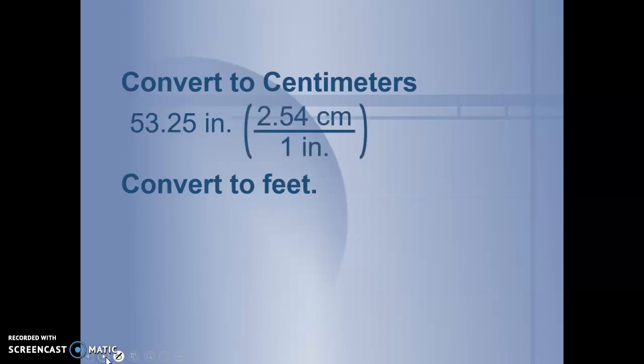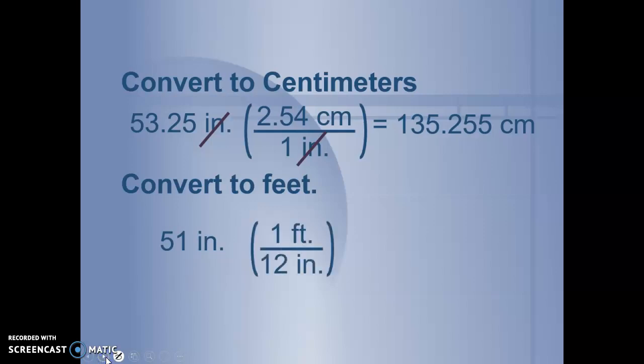Our unit multiplier there is 2.54 centimeters per 1 inch. And when you multiply that, you get that number, 135.255. Convert that to feet. Using 1 foot equals 12 inches, we find out that 51 inches is equal to 17 over 4 feet, which is 4 1/4 feet.